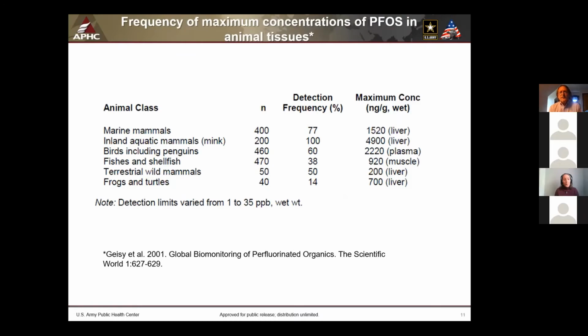And to give you an idea of the concentration that they're seeing out there, this is nanogram per gram wet weight. Gives you an idea of what concentrations are out there. Birds tend to have some fairly high concentrations in plasma, but these are different tissues, right? And so we need to think about that as well.